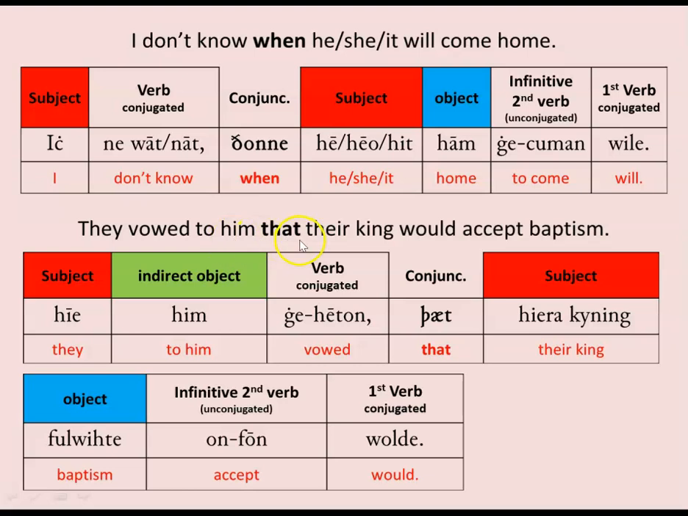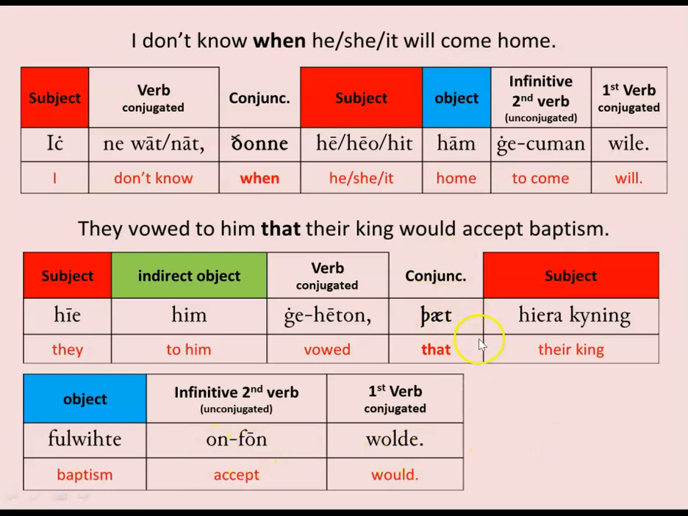They vowed to him that their king would accept baptism. So this is referring to King Alfred's defeat of the Danish Vikings at the Battle of Edington, and how King Guthrum and his noblemen were forced to accept baptism. So they vowed to him, King Alfred, that their king would accept baptism. So hear him Yeheton, that hiera kuning, fulwichte onfon walde.